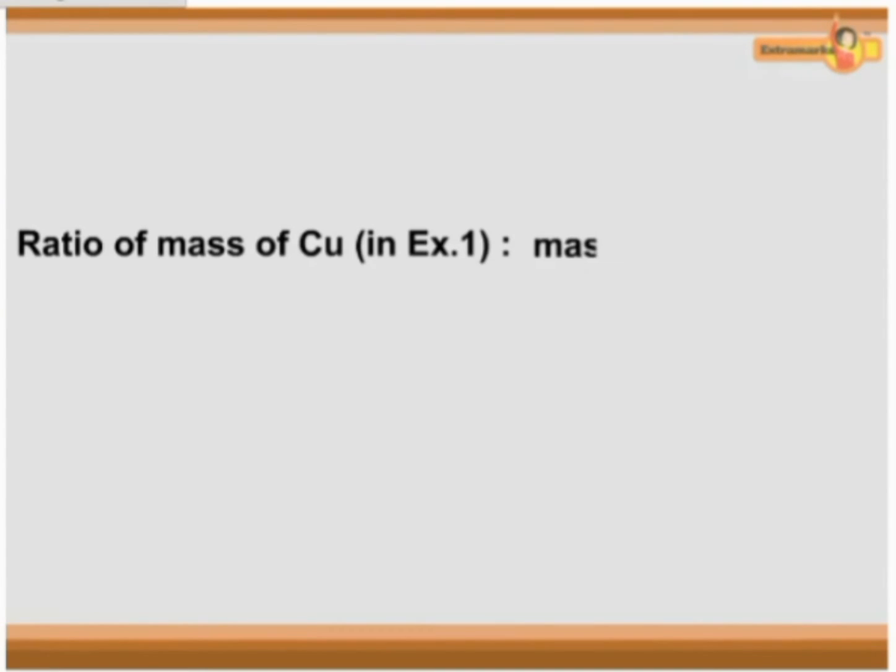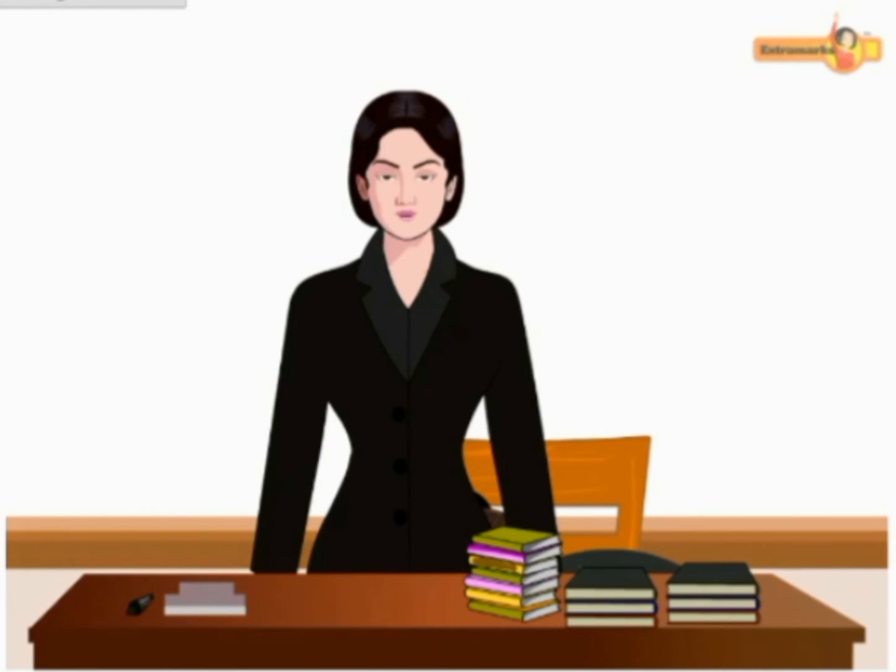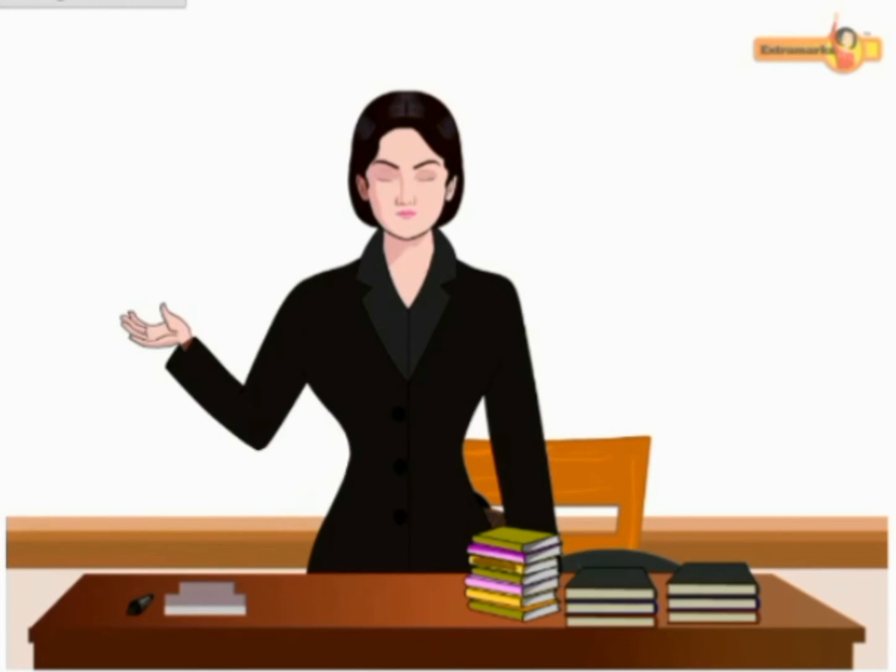The ratio of masses of copper that combines with 1 gram of oxygen is equal to 7.93 is to 3.98, which is equal to 2:1. This is a simple whole number ratio. Hence, it verifies the law of multiple proportions.